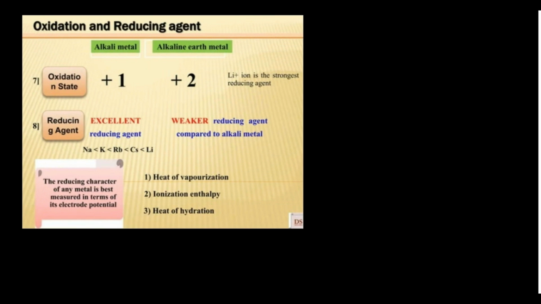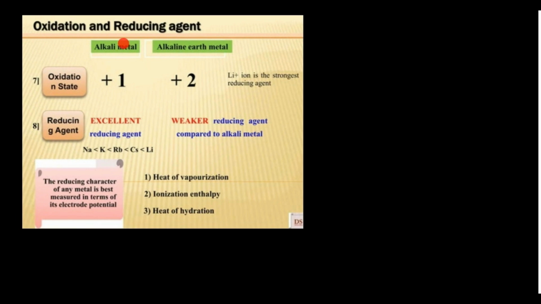Next is oxidation and reducing agent. Again a very important thing is there, and that is the oxidation and the reducing agent. So it's very easy. These alkali metals have very low ionization potential, so they can very easily remove one electron, so they easily undergo oxidation. And the species which undergoes oxidation acts as the reducing agent. Please remember this particular point.